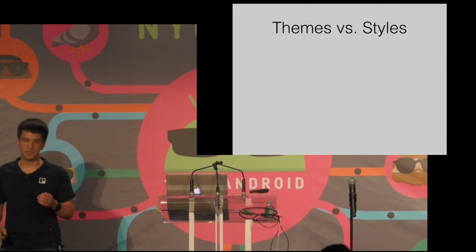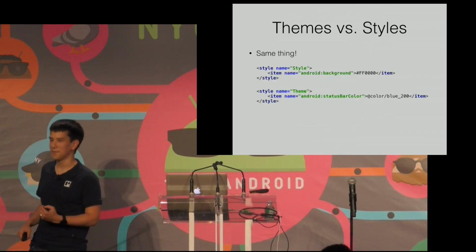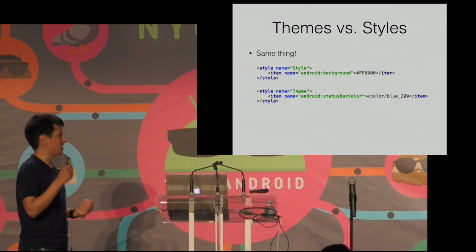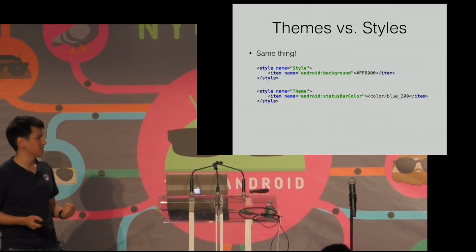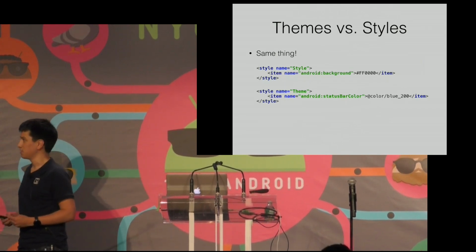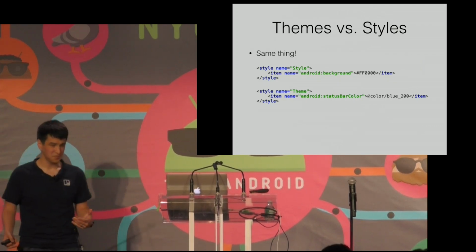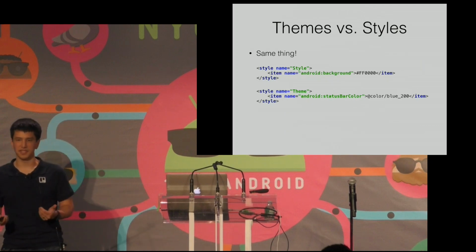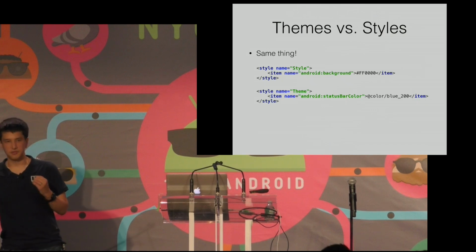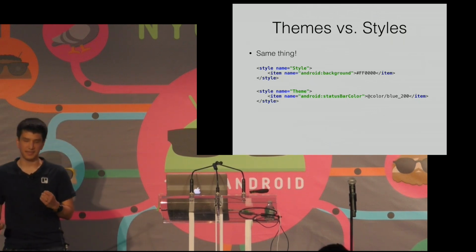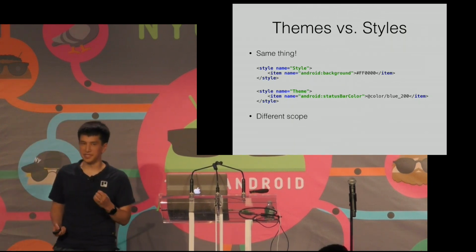So what is the difference then between themes and styles? Why did I include them in the same talk? Well, for one thing, they're exactly the same thing. Here's a style and here's a theme. And as you can see, they're both using the exact same system. They're both using the style tag. They're both using the item tag. And they're both defining name and then some attribute inside of there. So then what is the difference then? The difference is how Android uses these. With styles, they're just basically flattening them into the attribute set that's sent to the view constructor. With themes, it has a completely different scope.